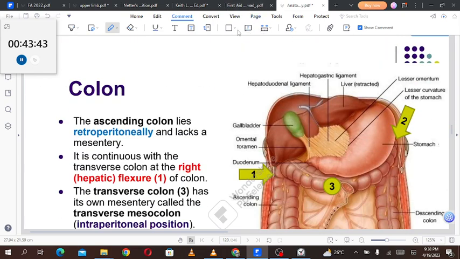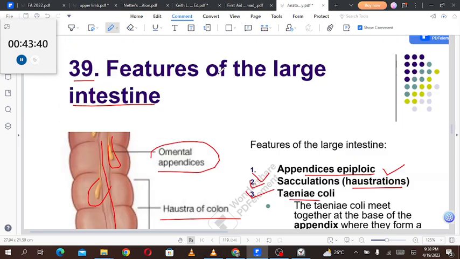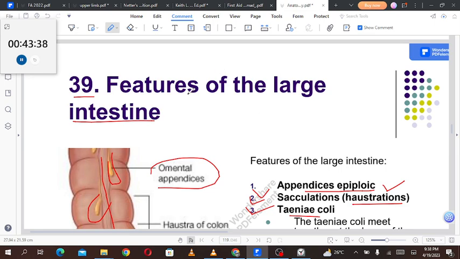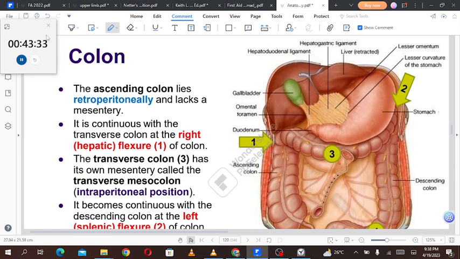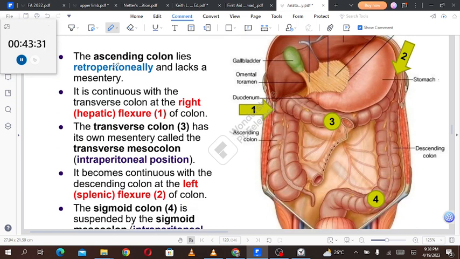Then we look at the colon. So these were the features of the large intestine. The large intestine is basically majorly the colon, but now look at it individually. The colon is divided into 3 segments. The ascending colon lies retroperitoneally and lacks a mesentery. So there is no mesentery to the ascending colon, and this one is the ascending colon, lying retroperitoneally without a mesentery. It is continuous with the transverse colon at the right hepatic flexure. So this is the right hepatic flexure, right over there. There is only one hepatic flexure, that is the right flexure of the colon.